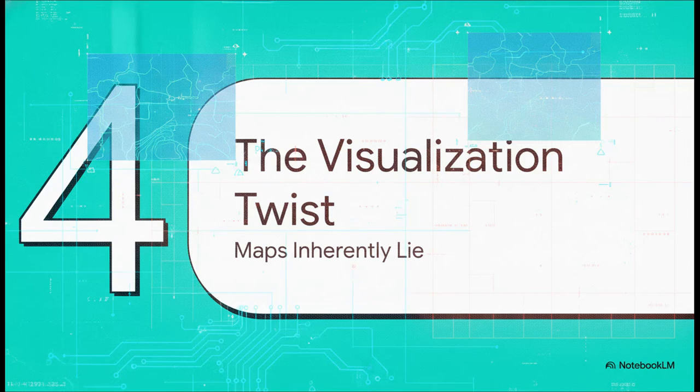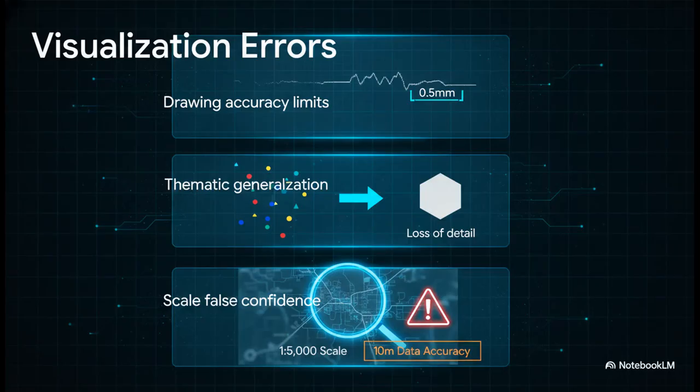And finally, Section 4, the visualization twist. Maps inherently lie. Just when you think you've totally mastered reading uncertainty, there's a major twist. The digital visualization process itself actually creates new errors. Let's look at the strict hardware and interface limits that distort reality. First off, standard technical drawing accuracy physically restricts tiny details, down to about 0.2 to 0.5 millimeters on a display. Second, thematic generalization forces mapmakers to group complex variables together, which essentially deletes nuance just to keep the map readable.